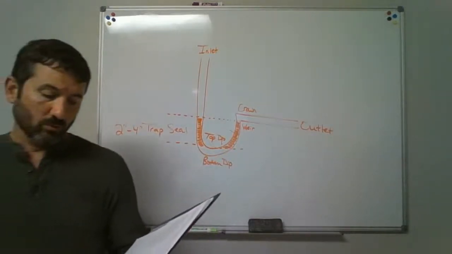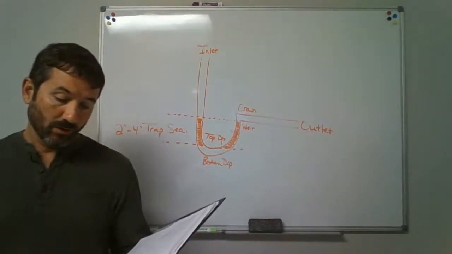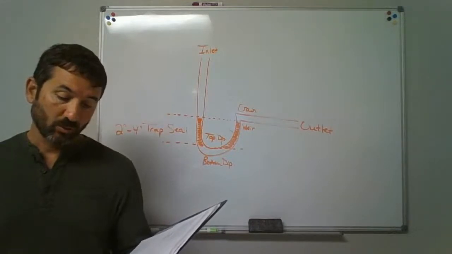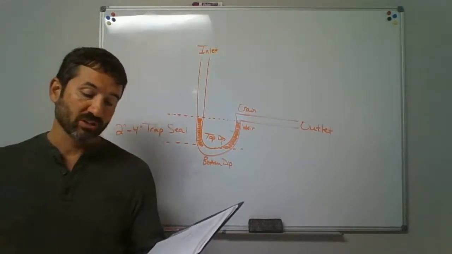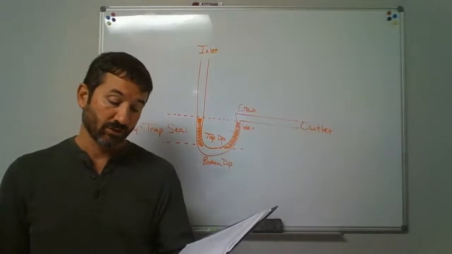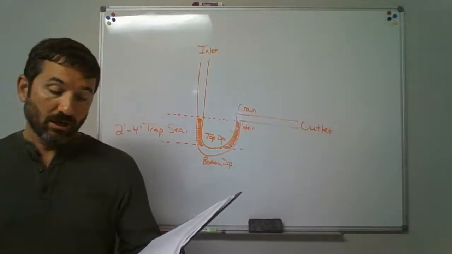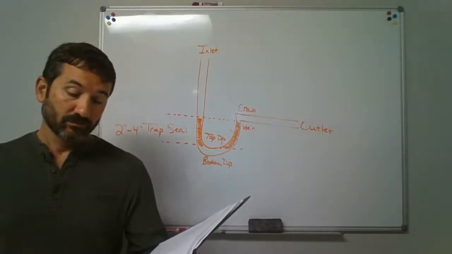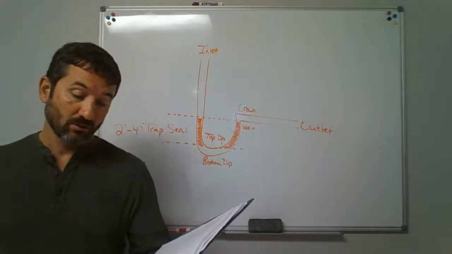That's 1002.4. It says 2 to 4 inches and not more than 4 inches or deeper for special designs relating to accessible fixtures. Trap seal protection. You have to protect that trap seal.